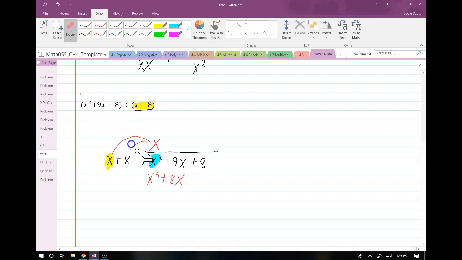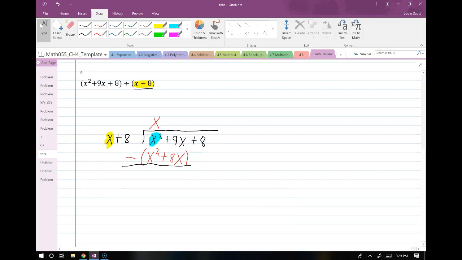Now, I take that line that I just wrote down in red there, and I subtract it from the line above. X squared minus x squared is 0. 9x minus 8x gives me just a plain old x. Now I drop the next term in line down, and then I start the process over again.